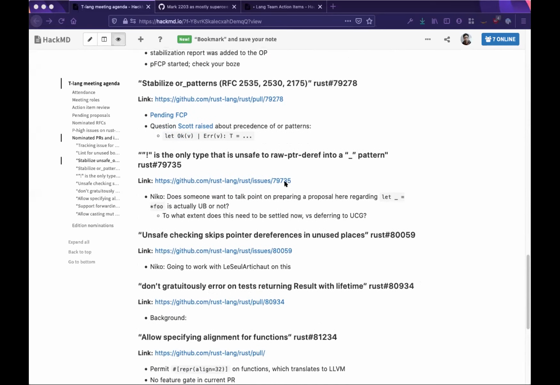So, stabilize OR patterns. We have a pending FCP for stabilizing OR patterns, but Scott raised a question about the precedence of OR patterns. In particular, I think this was accepted in the code as it was described, which seems not great to my eyes, at least, because I would expect this colon to bind tighter than the OR pattern. I think that was just removed from the code, or I think we should if it wasn't.